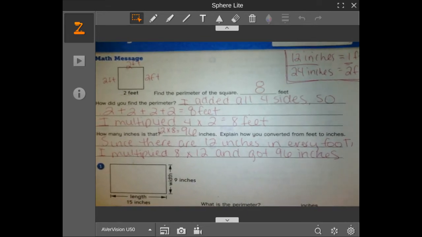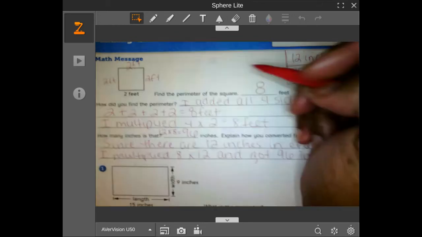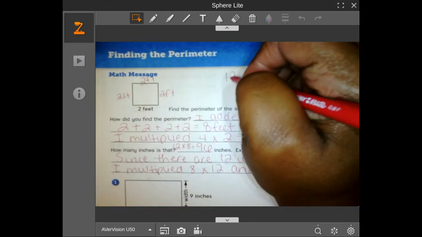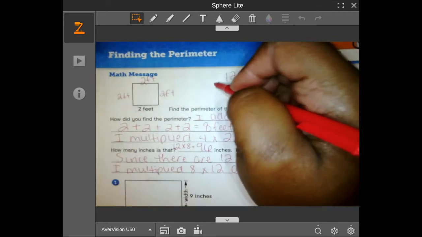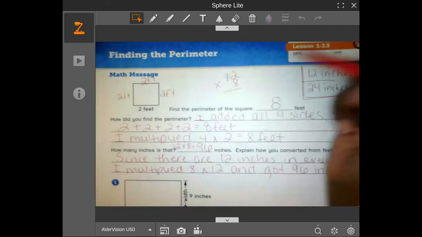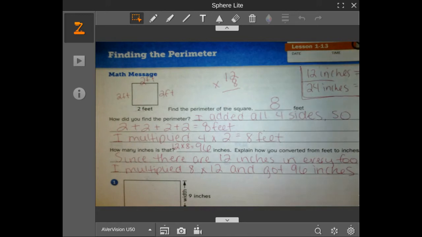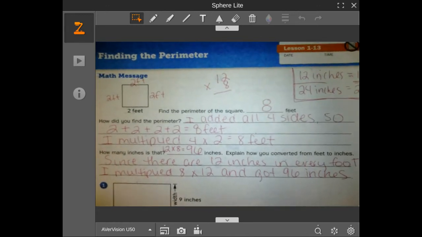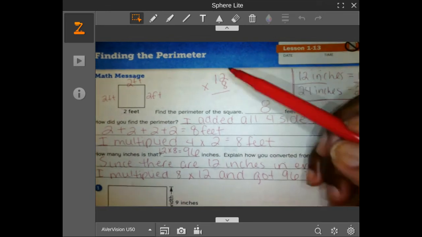I want to show you what that looks like when we have to solve it. I'm going to use the top of my paper for space. 12 times 8. Very similar to our traditional addition and subtraction where we started with the ones column. We're going to do the same thing when we multiply.